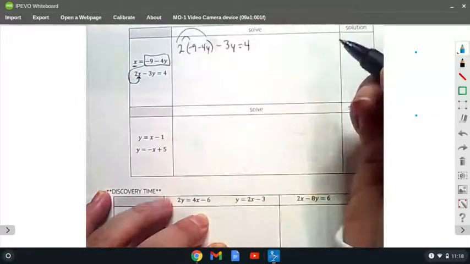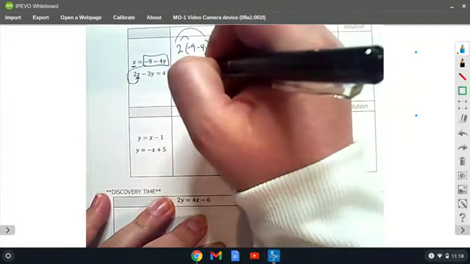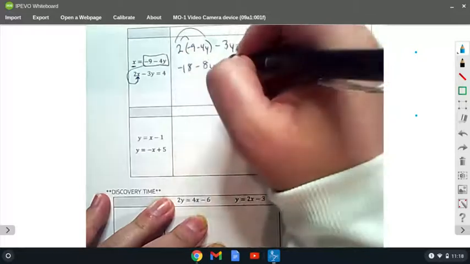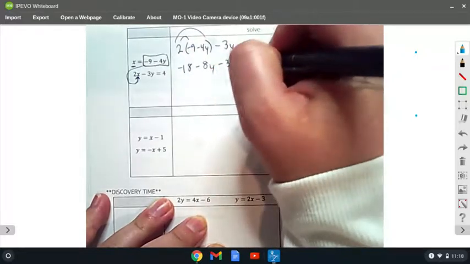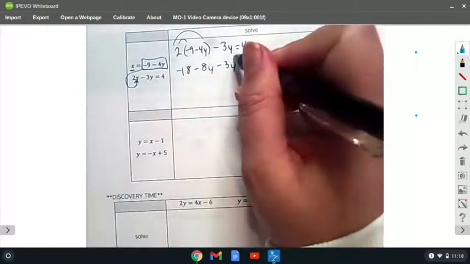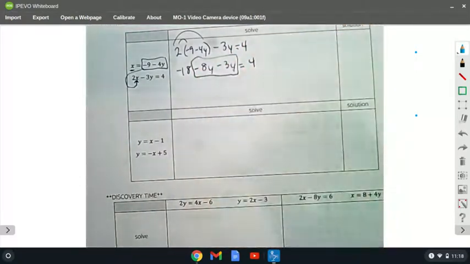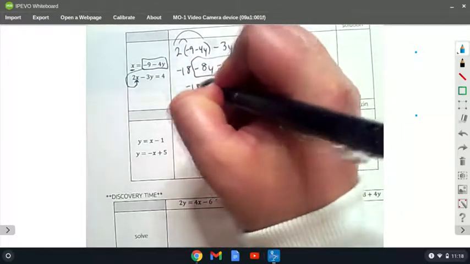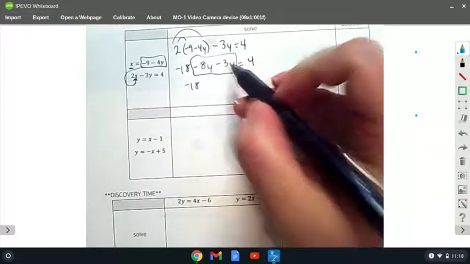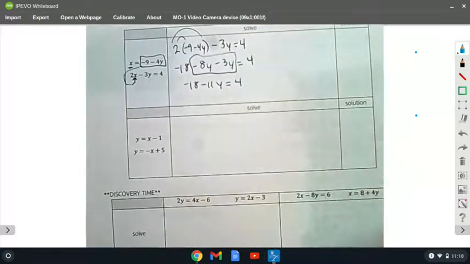Now I'm going to simplify by first distributing. So that's going to be negative 18 minus 8y, bringing down the negative 3y and the 4. Now I need to combine like terms. So these are like terms. They have the same variable. Okay, so the negative 18 can come down, and negative 8 and negative 3 combine to be negative 11y.